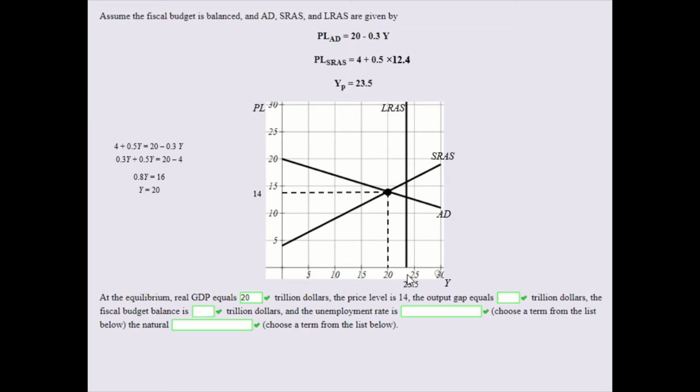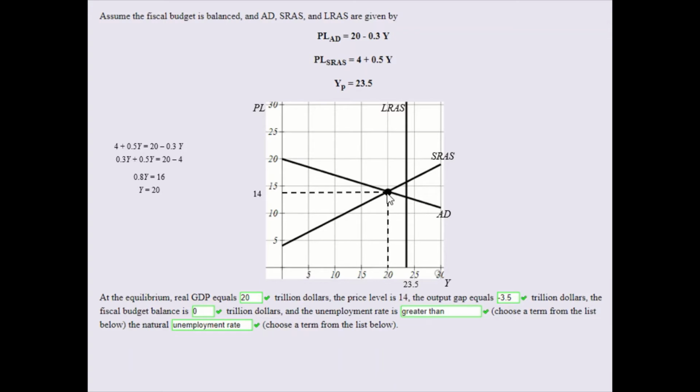The output gap is like it was before. It's the difference in GDP and potential GDP. And it's negative because GDP is less than 23.5. It's less than potential. So again, the output gap is negative 3.5. The fiscal budget balance starts out at balanced. The fiscal budget is balanced initially. So the fiscal budget balance is $0 trillion. The unemployment rate is greater than the natural unemployment rate. And again, these terms come from the list down below.